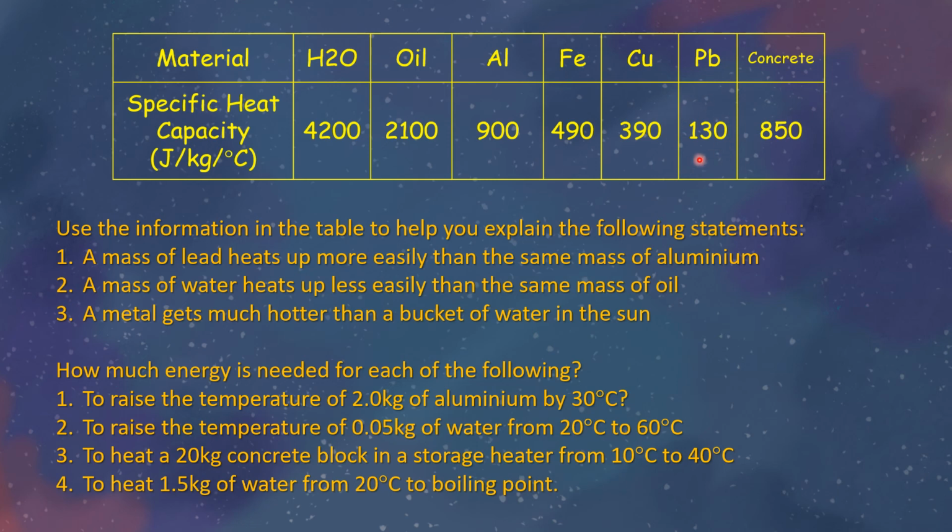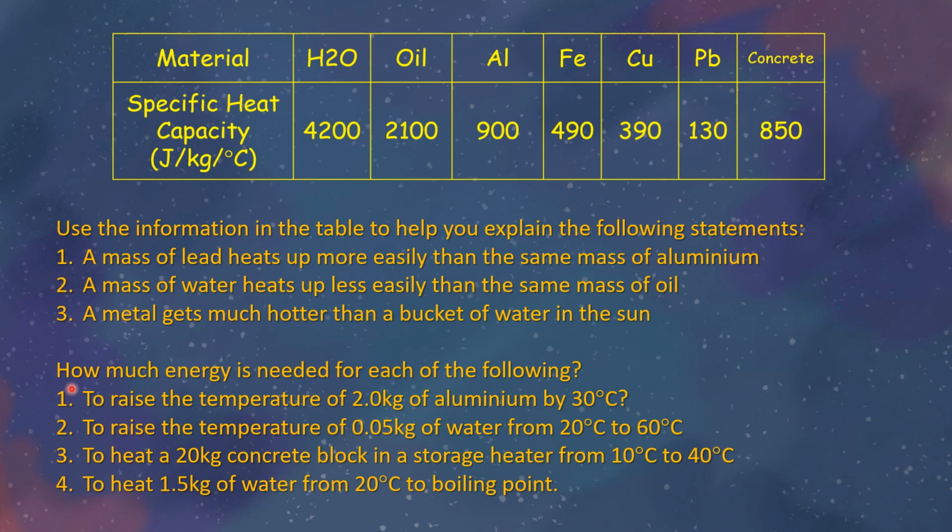So here, lead only needs 130 joules of energy to heat up by 1 degree Celsius, whereas aluminium needs 900. So we've got a kilogram of lead, a kilogram of aluminium. Aluminium needs more energy to heat it up by 1 degree Celsius. Therefore, we know that lead heats up more easily because we need less energy to do it. So they're both increasing by the same temperature, but lead needs less energy to do it.